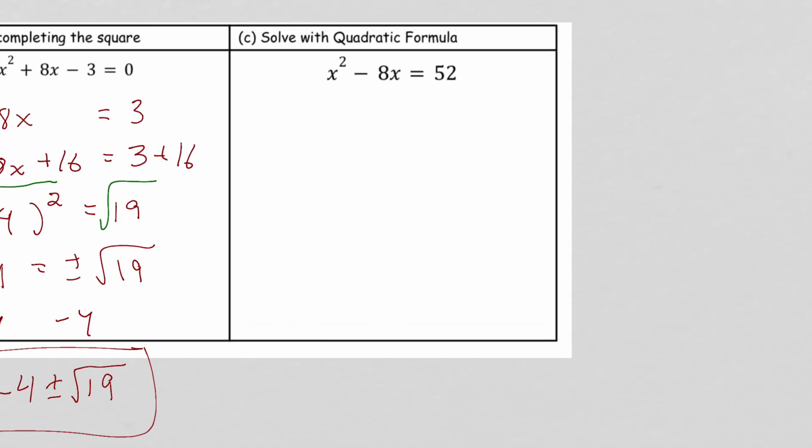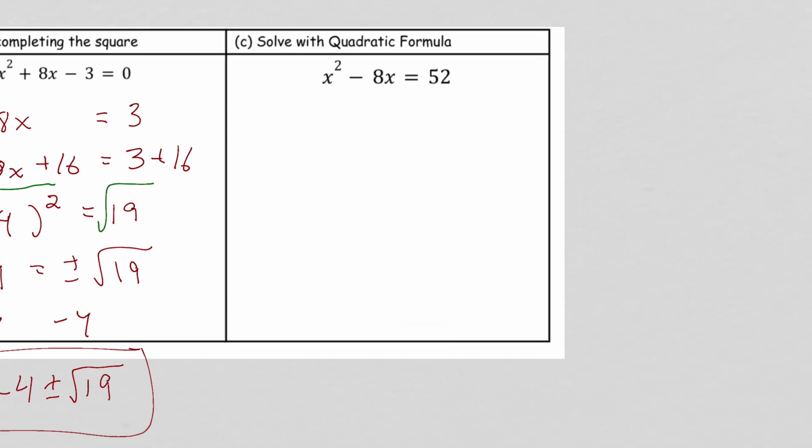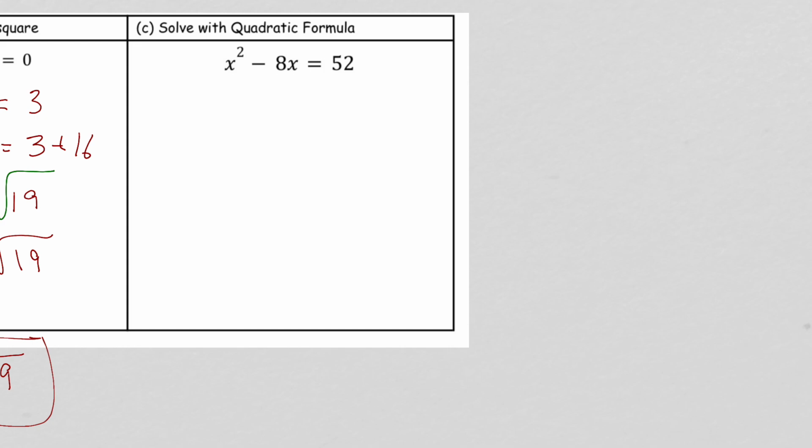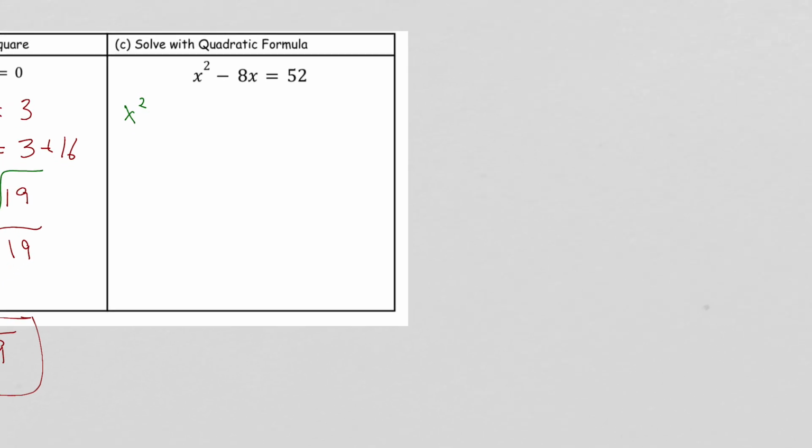All right, letter C. We are going to solve with the quadratic formula. So first step here is the same as what I did with all the others, which is to move the 52 over. So I'm going to get x squared minus 8x minus 52 equals 0.